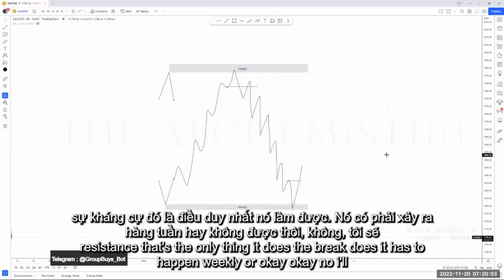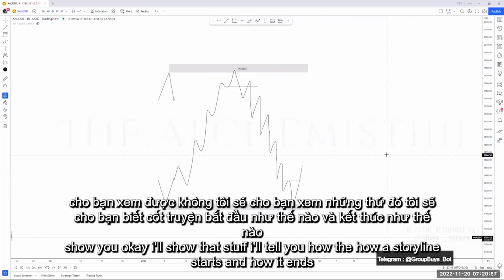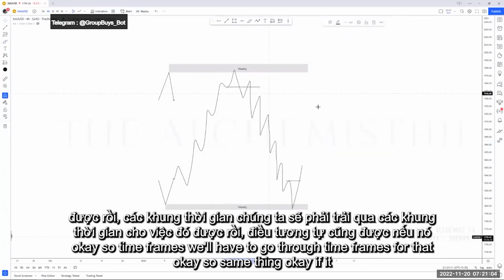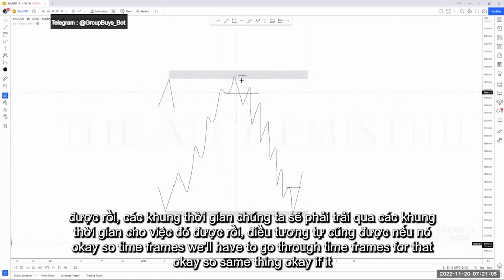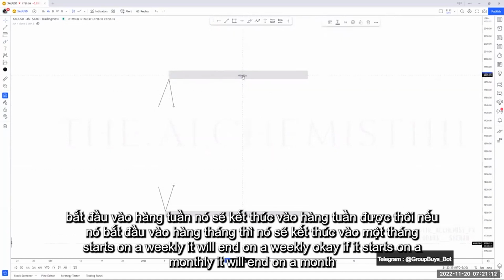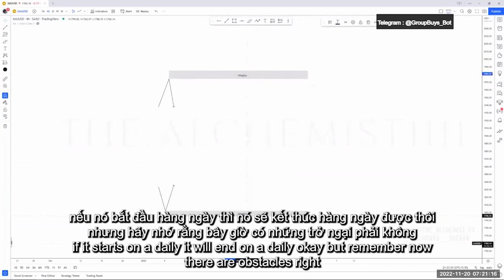Does the break have to happen on the weekly? I'll show you. I'll tell you how a storyline starts and how it ends. We'll have to go through the time frames for that. So same thing, if it starts on a weekly, it will end on a weekly. If it starts on a monthly, it will end on a monthly. If it starts on a daily, it will end on a daily.